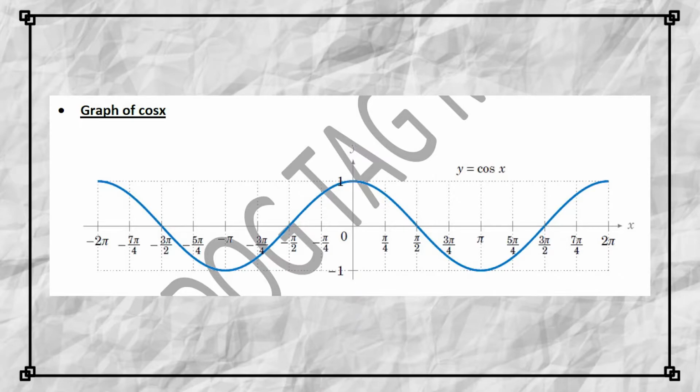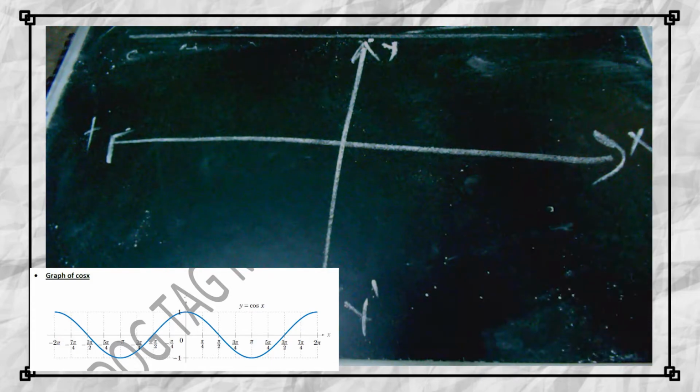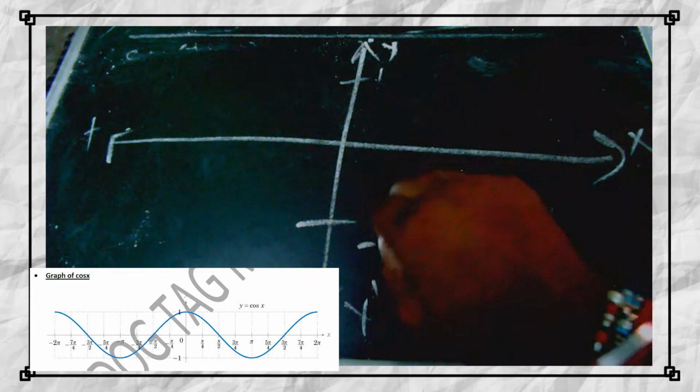Next, let's see the graph of cos x. So this is the graph of cos x. Let's see why the graph of cos x is like this. Again, the extremities of y and y dash will be 1 and minus 1 respectively.